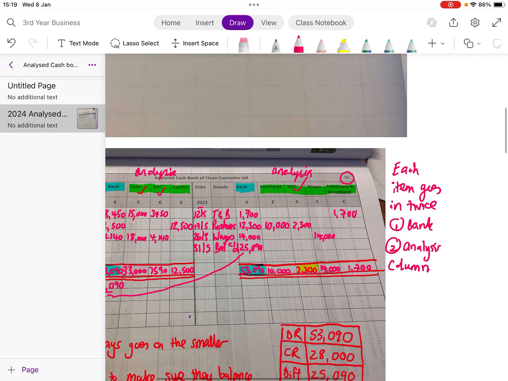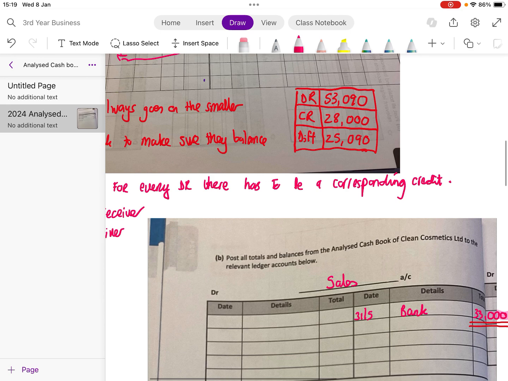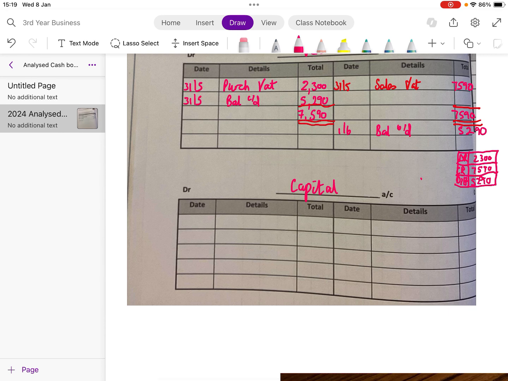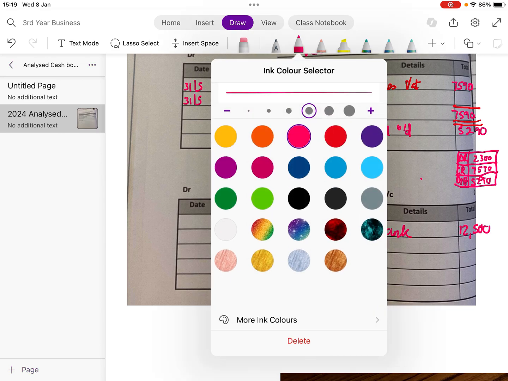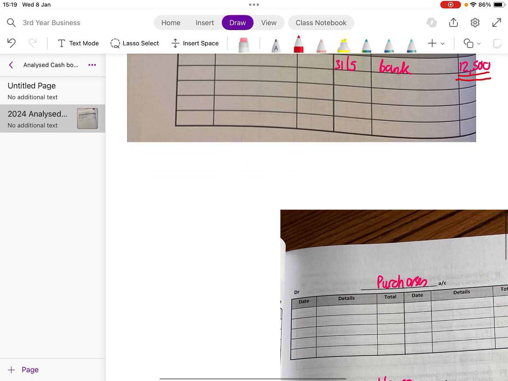and usually I will just have to balance the VAT account. So I'm going to go back to capital. It's €12,500, and it was on the debit side of my Analysed Cash Book. So of course this should go on the credit side of my general ledger. So it was €12,500, double line to show that I closed that off.